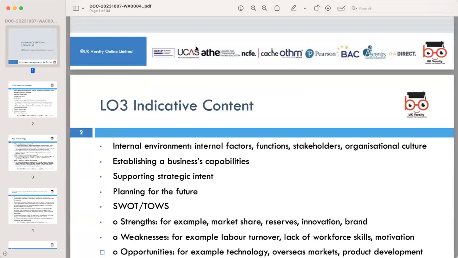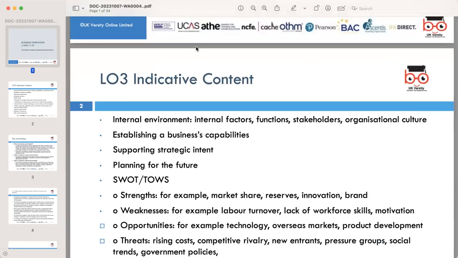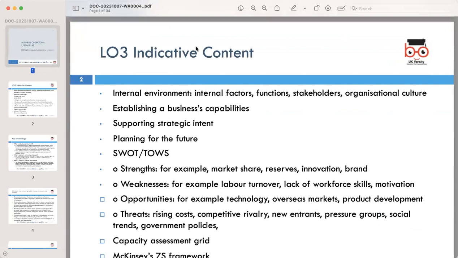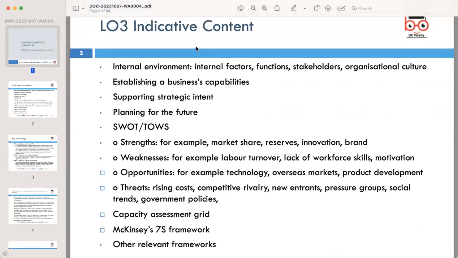Learning outcome 3, indicative contents, internal environment. So here's a breakdown of what we will discuss in today's lecture under learning outcome 3. Internal environment, internal factors, functions, stakeholders, organizational culture, establishing business capabilities, supporting strategic intent, planning for the future, SWOT and TOWS. Strengths, for example, markets, reserve, innovations, brand. Weaknesses, this is a SWOT analysis, for example, labor turnover, lack of workforce skills, motivation.